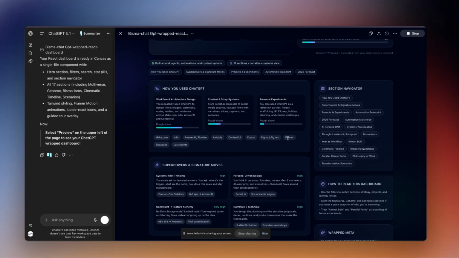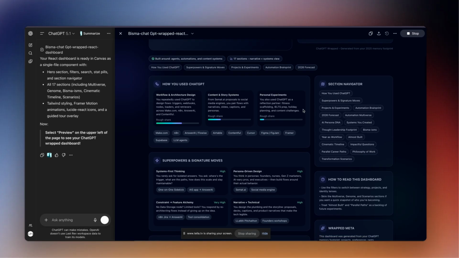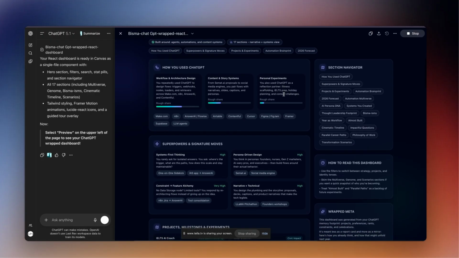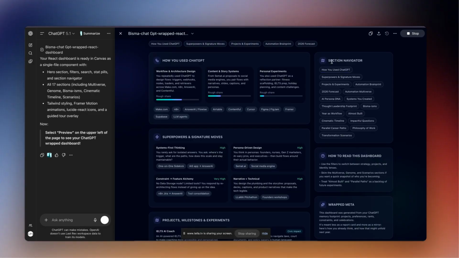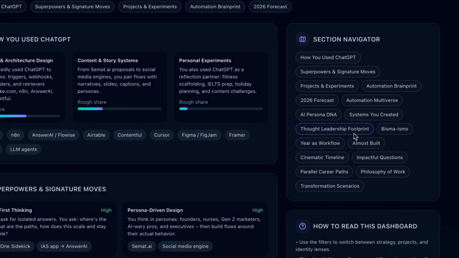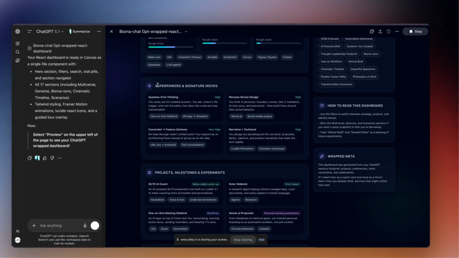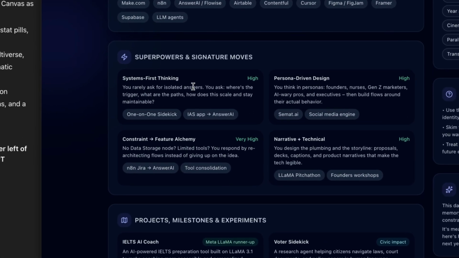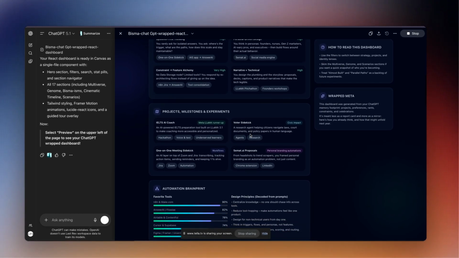And these are the summaries of what I've worked on, then the content and storage systems, then some of the personal experiments that I did. I'm also trying out IELTS prep and fitness stuff, holiday planning, all of that. I can also go to the section navigator on 2026 forecast, projects, systems that I created. That must be interesting. Parallel career paths. Okay, so these are, as identified by ChatGPT, my superpowers: systems first thinking, persona driven designs, then the projects and milestones.